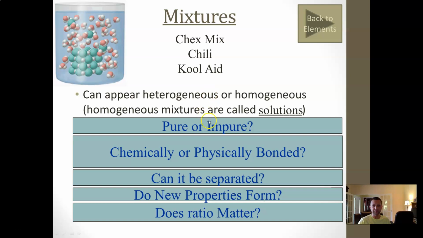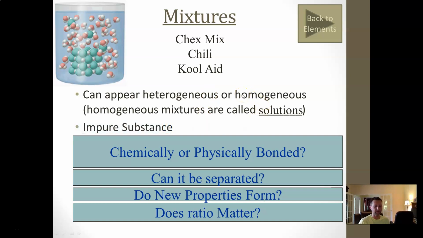So mixtures are going to be impure. Okay, all of them are. Whether they're homogeneous or heterogeneous mixtures, they're all going to be impure substances. There's no definite set of chemical properties for chili. There's a million different recipes for chili, right? There's different flavors of Kool-Aid. Chex Mix, there's the best kind, which is the cheddar kind, and there's all sorts of other flavors of Chex Mix.